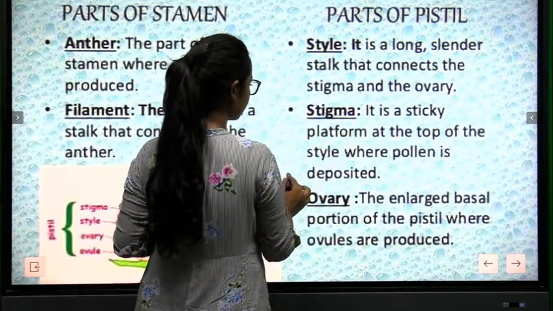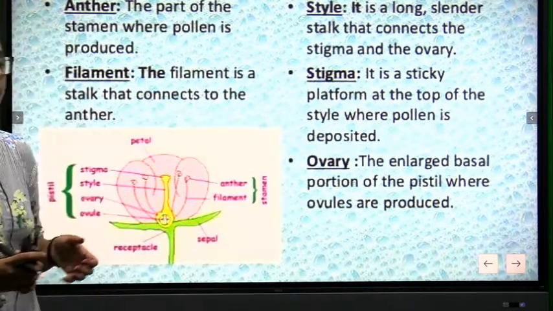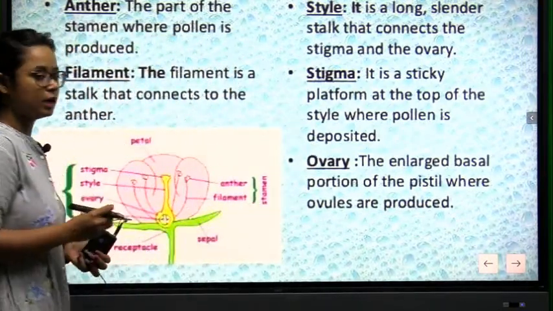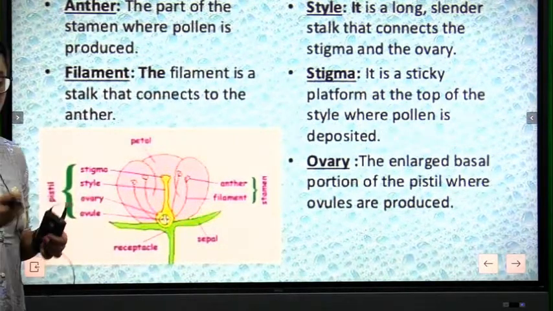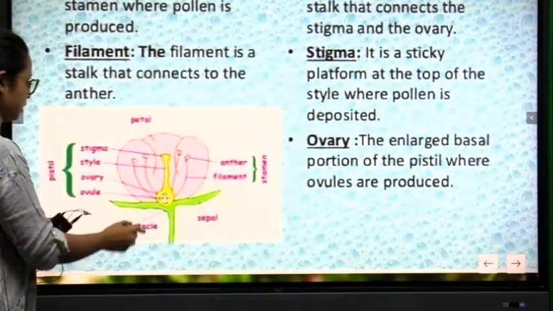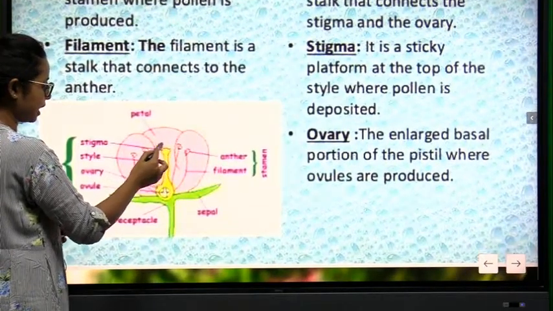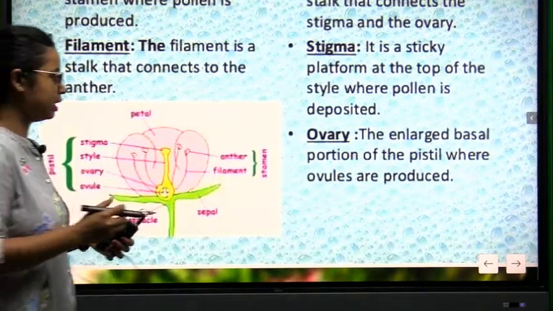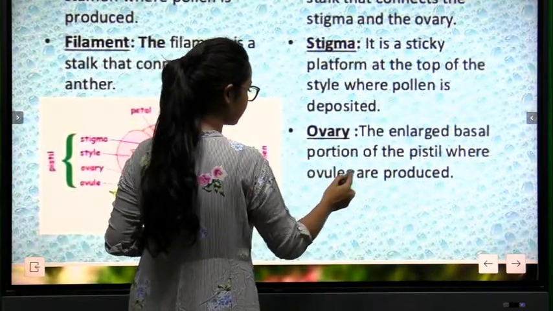Now what is stigma and what is ovary? Stigma is the sticky top of the style. It is the sticky platform at the top of the style where pollen is deposited. The place where pollen is deposited after reproduction is called stigma. This thick part at the top of the style is the stigma, where the pollen grains are deposited. Next, ovary, the enlarged basal portion of a pistil where ovules are produced.